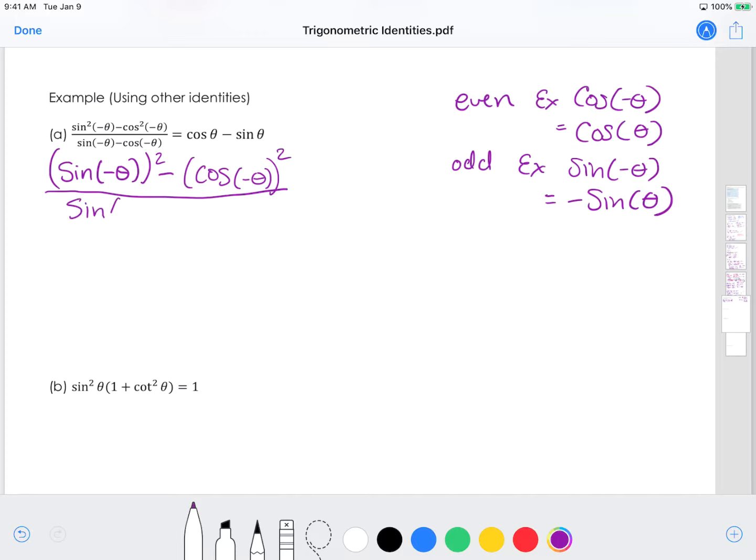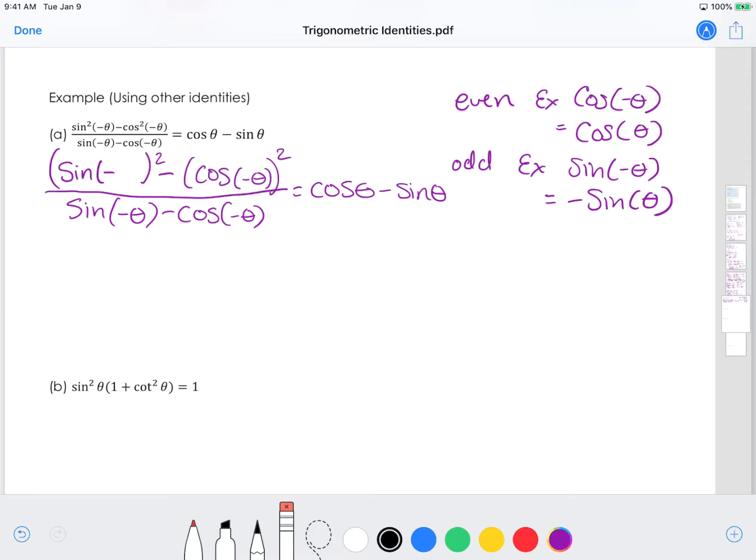And I'm just going to copy everything else down. And we're trying to show that all of that is equal to cosine minus sine. Now I'm going to replace sine of negative theta with negative sine theta. When I square it, it'll become positive.